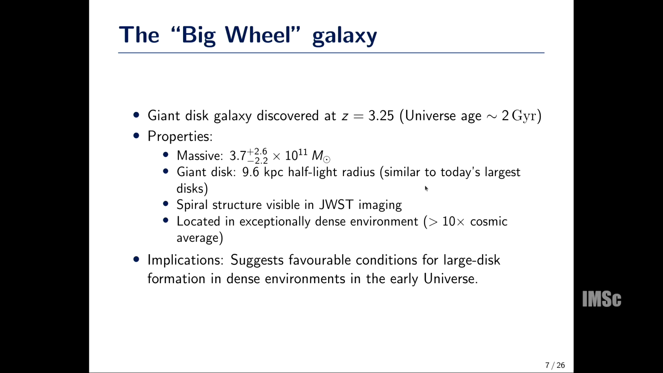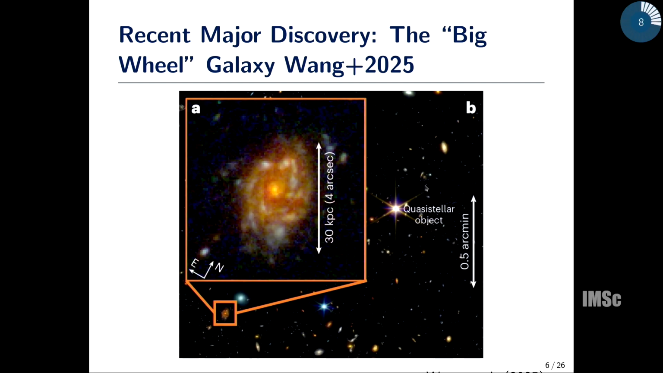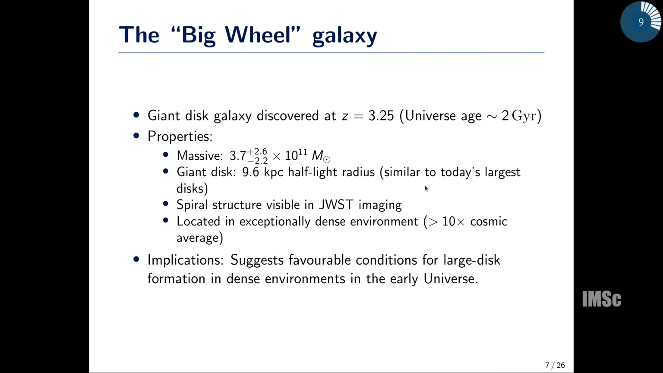So this seems to suggest that favorable conditions for large disk formation in dense environments in the early universe were present. But to me, to form a Milky Way-like galaxy, fully with spiral arms, bulge, disk, everything, rotating, and to assemble 10^11 stellar masses within 2 gigayears is really, really difficult to explain.